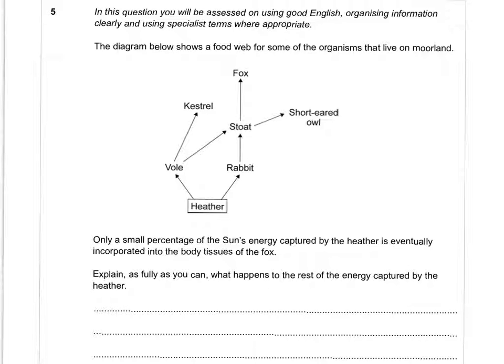The diagram below shows a food web, some of the organisms that live on moorland. So we've got our producer, which is the heather. We've got the primary consumers, secondary consumers, and then tertiary consumers. It says only a small percentage of the sun's energy captured by the heather is eventually incorporated into the body tissues of the fox. Explain as fully as you can what happens to the rest of the energy captured by the heather.